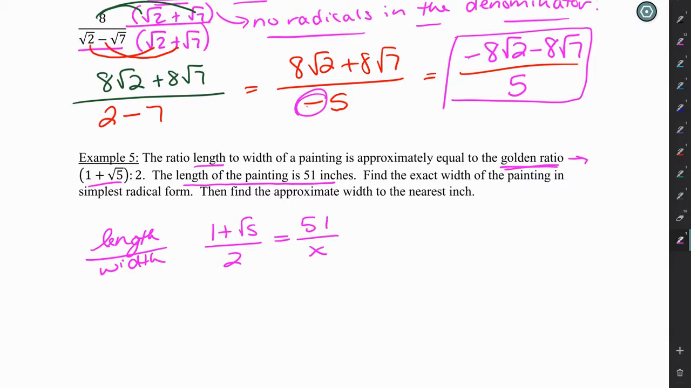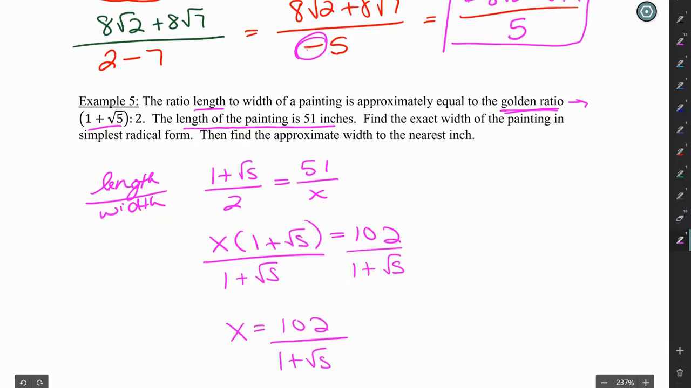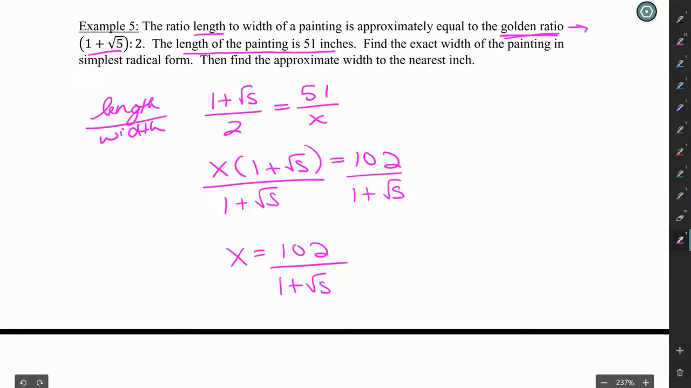So now to solve this, we cross multiply. So x times 1 plus root 5 equals 102. Now, to get x by itself, we divide by 1 plus root 5. So x is 102 divided by 1 plus root 5. Now, let's go ahead and rationalize this.